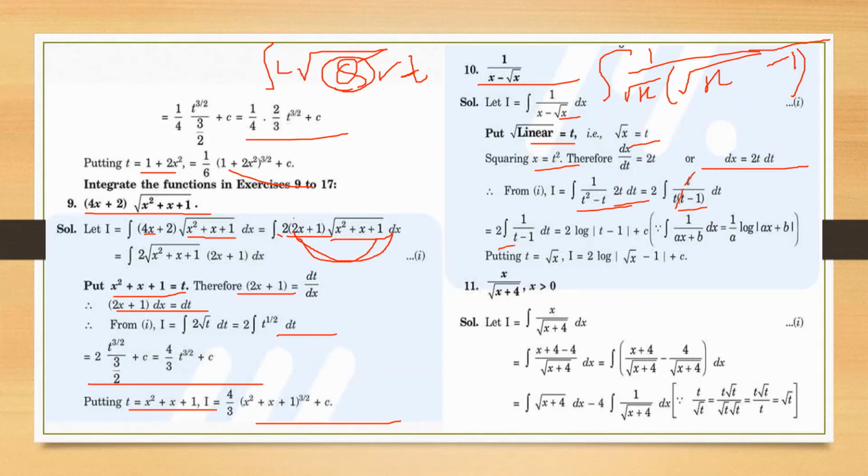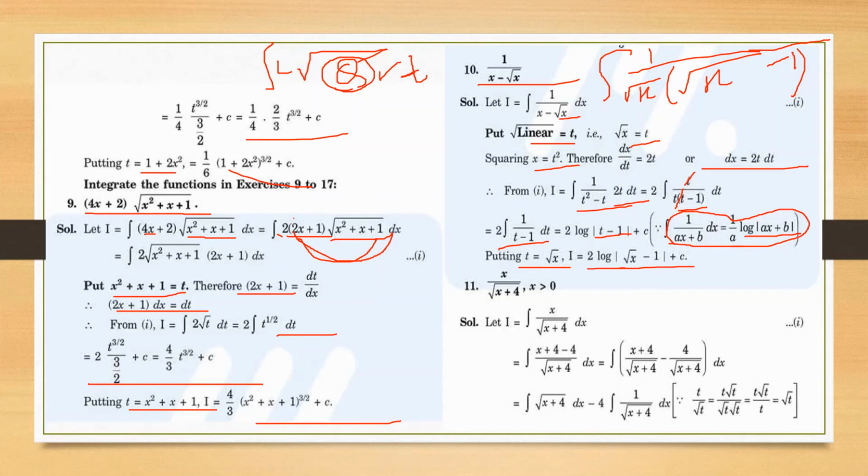Now I have told you what the integral of 1 upon a linear function is. Whether it is 1 upon x or 1 upon any linear function, it is always log mod of that function divided by the derivative of ax plus b, that is a. So what is the integral of 1 upon t minus 1? It is 2 times log mod t minus 1, and the derivative of t minus 1 is 1, so dividing gives just 1. Now put the value of t as root x and you will get this answer.